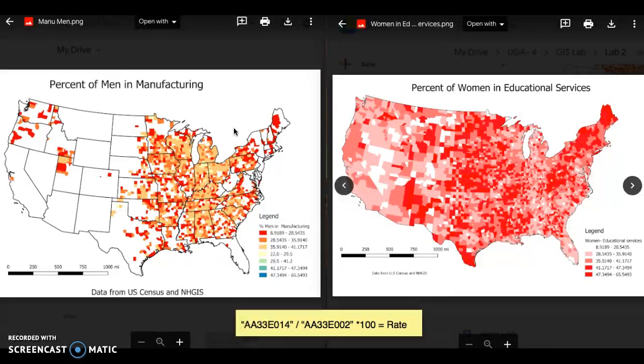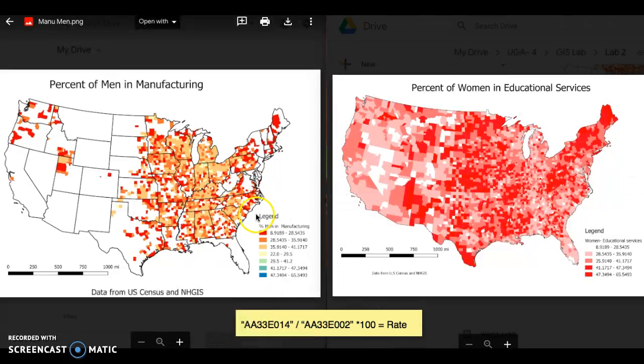So that was written as total men in manufacturing divided by the total male population times 100. So you can see that in the center bottom of the screen. This is just an example of how we wrote that metadata into the symbology table. And here, this value would be the total men in manufacturing divided by the total number of men in the population. And this would give you a number below 1, so we times it by 100 to get a rate, which is given as a percentage in this case.